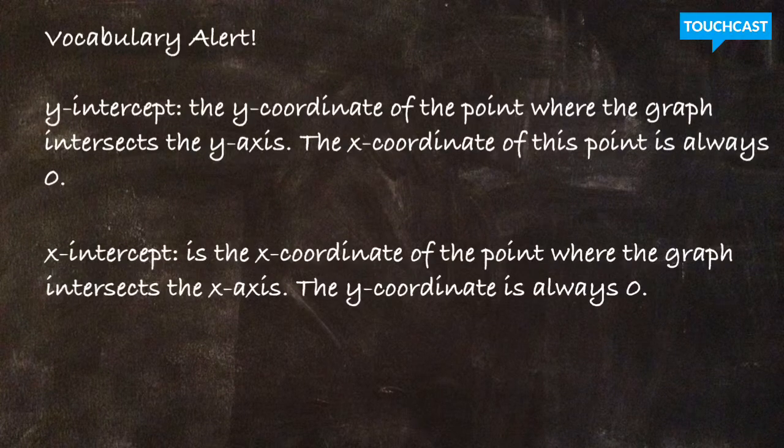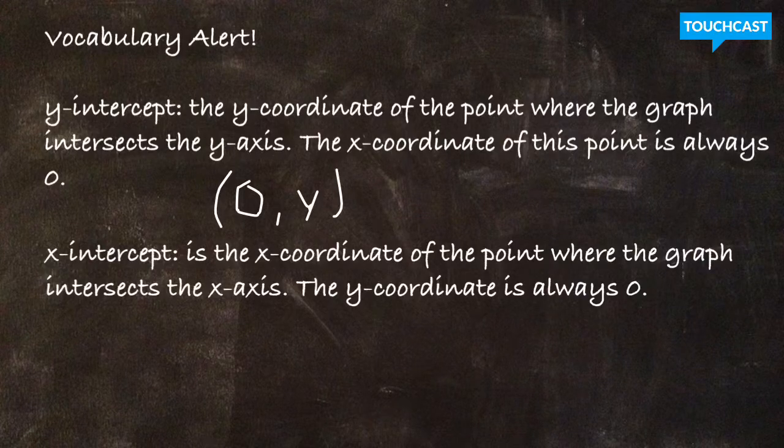Our first vocabulary alert, we've got the y-intercept, which is the y-coordinate of the point where the graph intersects the y-axis. Always, the x-coordinate of this point is 0. So we have a point where it is written as 0 and some y value.